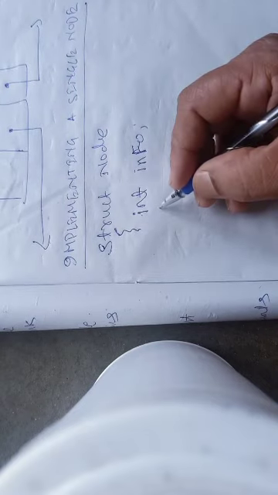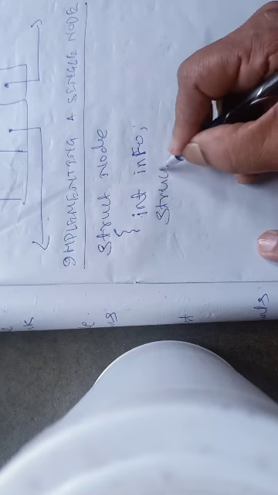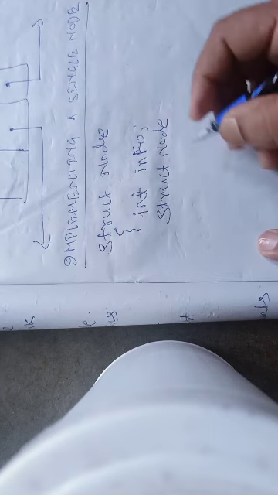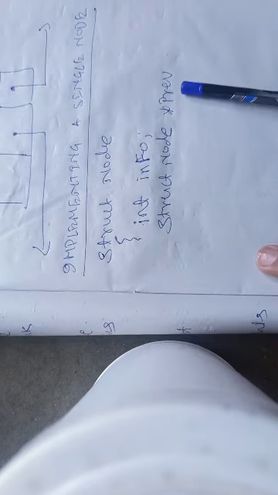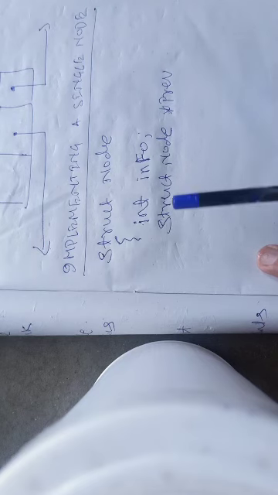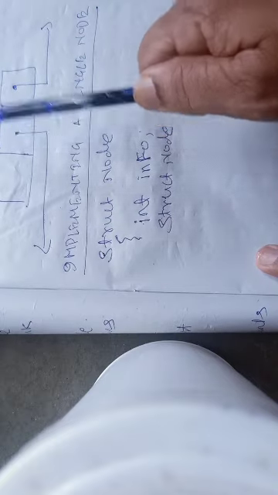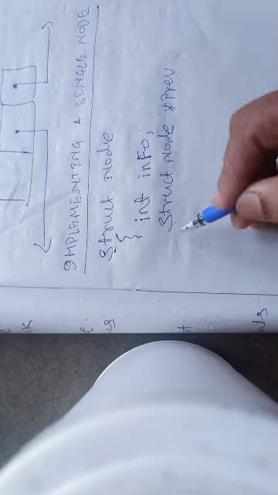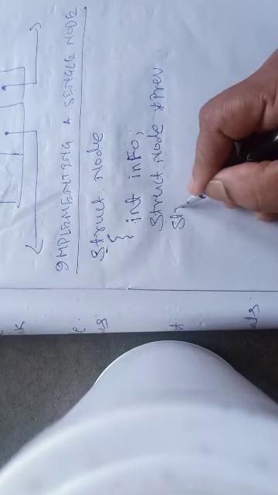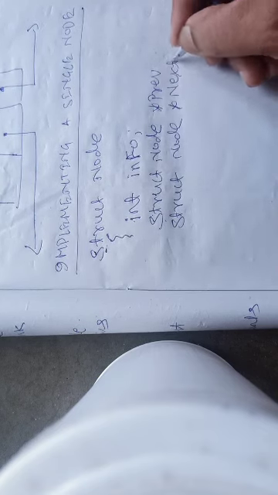The second field of the structured data type should be an address field. So we need struct node asterisk prev. This is a pointer field, and the data type of this pointer field should be struct node, because this prev should contain the address of the previous node, and that node also must be of the same struct node data type. So the data type of this prev field should be struct node. And finally I will create one more field, struct node asterisk next.